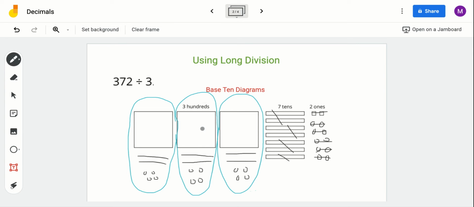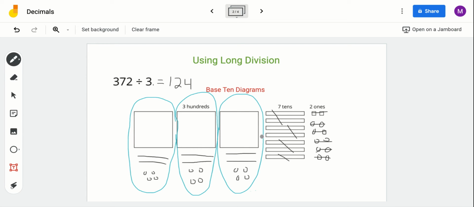And so I had 372. I split them up into three equal groups. And when I did that, I ended up with 124 in each group. 372 split up into three groups gave me equal groups that had 124 in each.